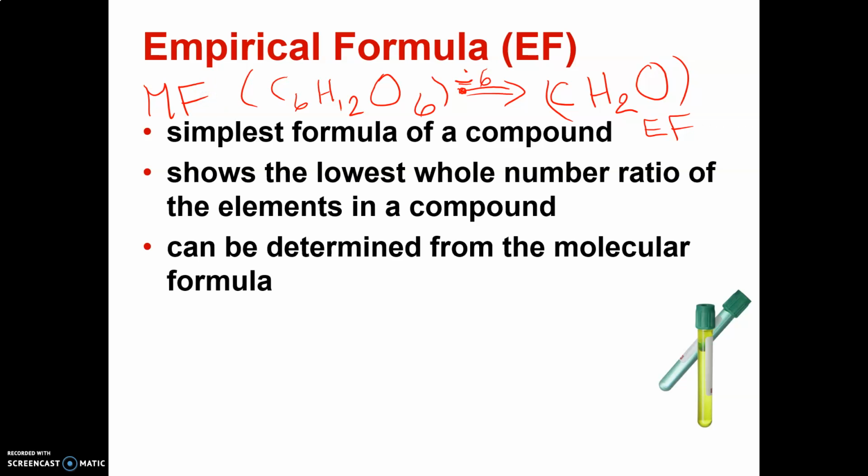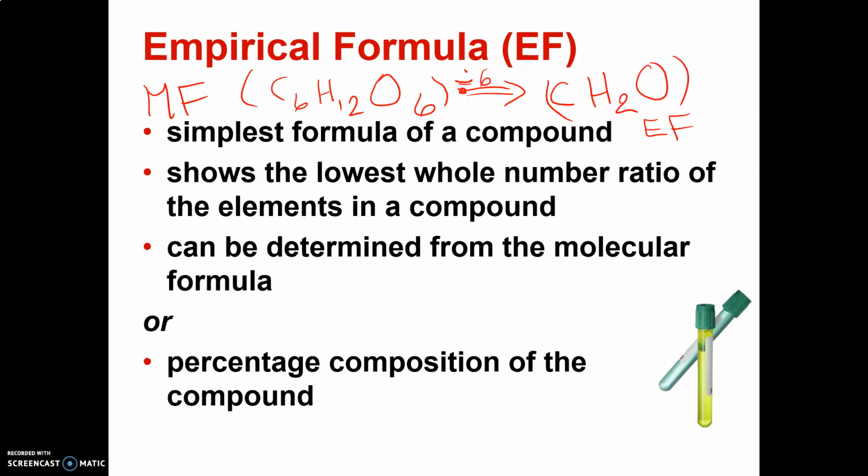Okay, now we have to learn how we can determine the molecular formula. But first, to determine the molecular formula, we need to determine the empirical formula, which is the simplest ratio between elements in one compound. We can use masses of these elements, or maybe we can use percentage composition of the compound.